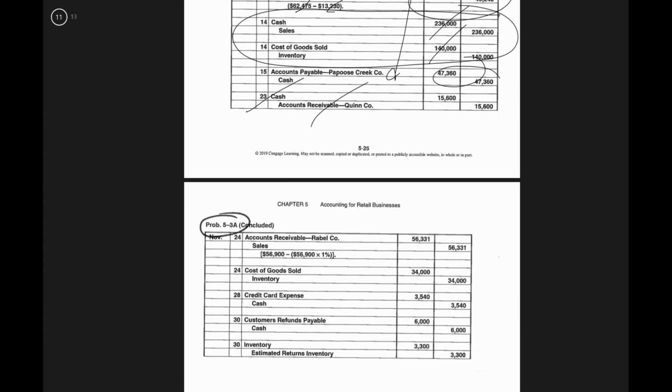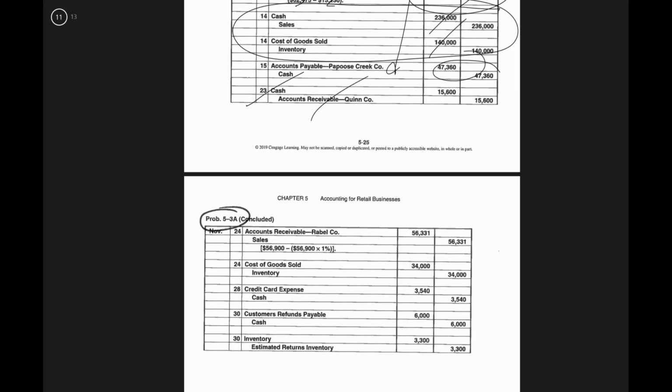On the 24th, we sold some merchandise again. The cost of goods sold was $34,000. So in this case, we are going to take that 1% discount because we sold merchandise on account. Terms 1/10, net 30. We'll show it as of the net that they took the discount. $56,331 less. So you could take 56,900 times 99%, and you would get that number. And then, of course, we have to record the cost of the goods sold of $34,000.